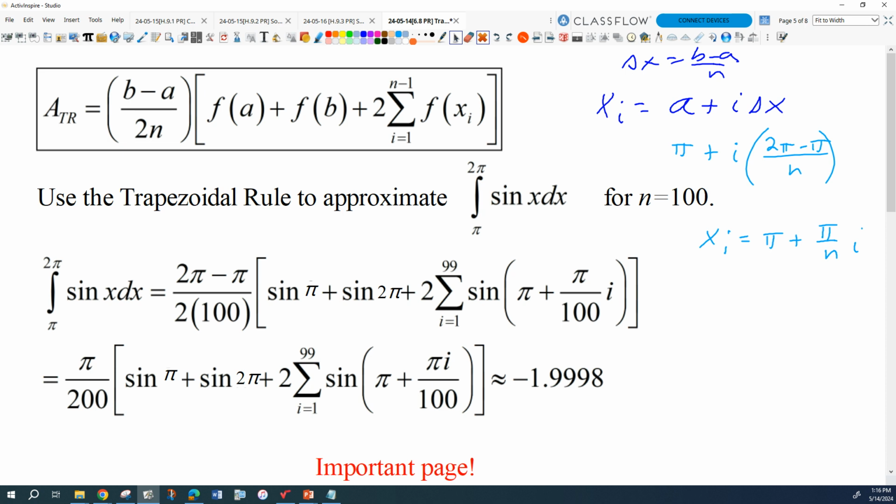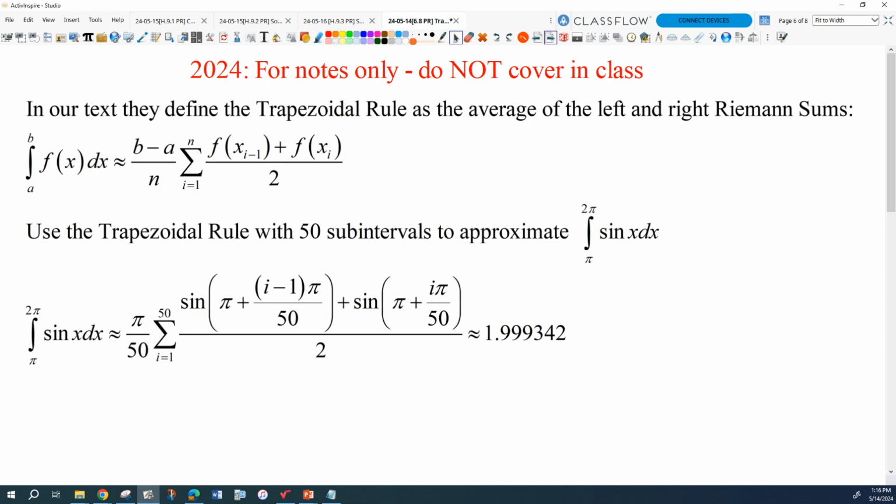So, a question comes up. We'll get a little more practice. Again, I think in our textbook they talk about the trapezoidal rule as being the average of the left and right Riemann sums. I don't like that way. I mean, you can do it that way, it's fine, but I almost think it's more work to do it that way personally. I put this in there for your notes, but we're not going to worry about that.